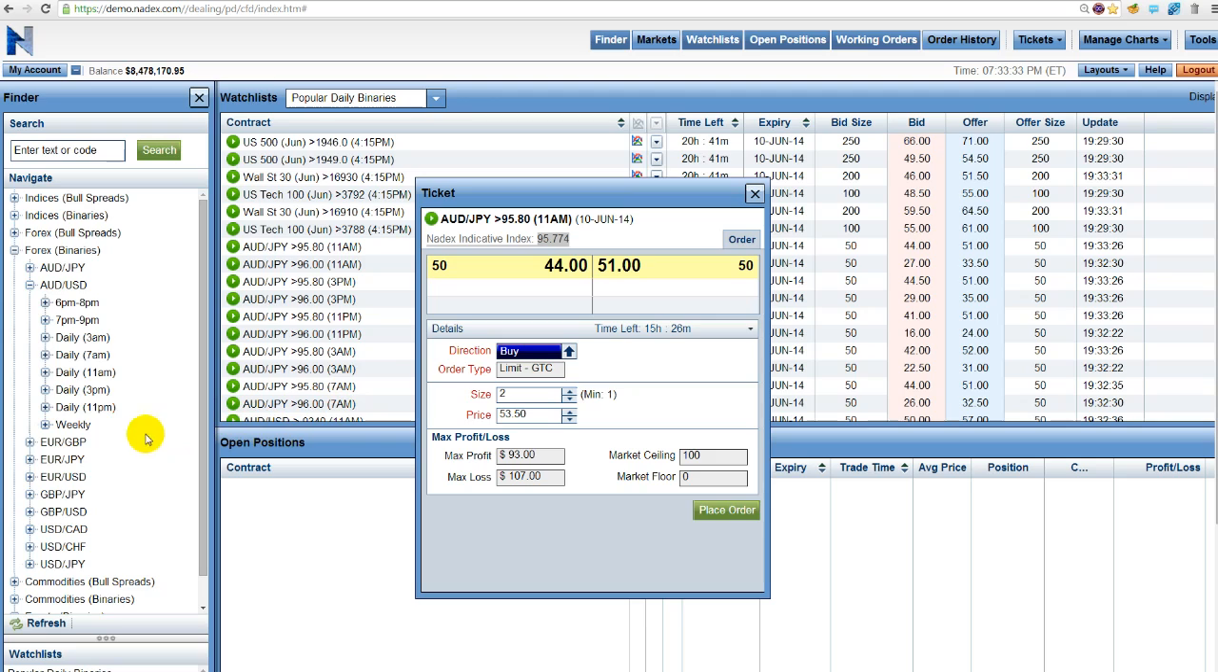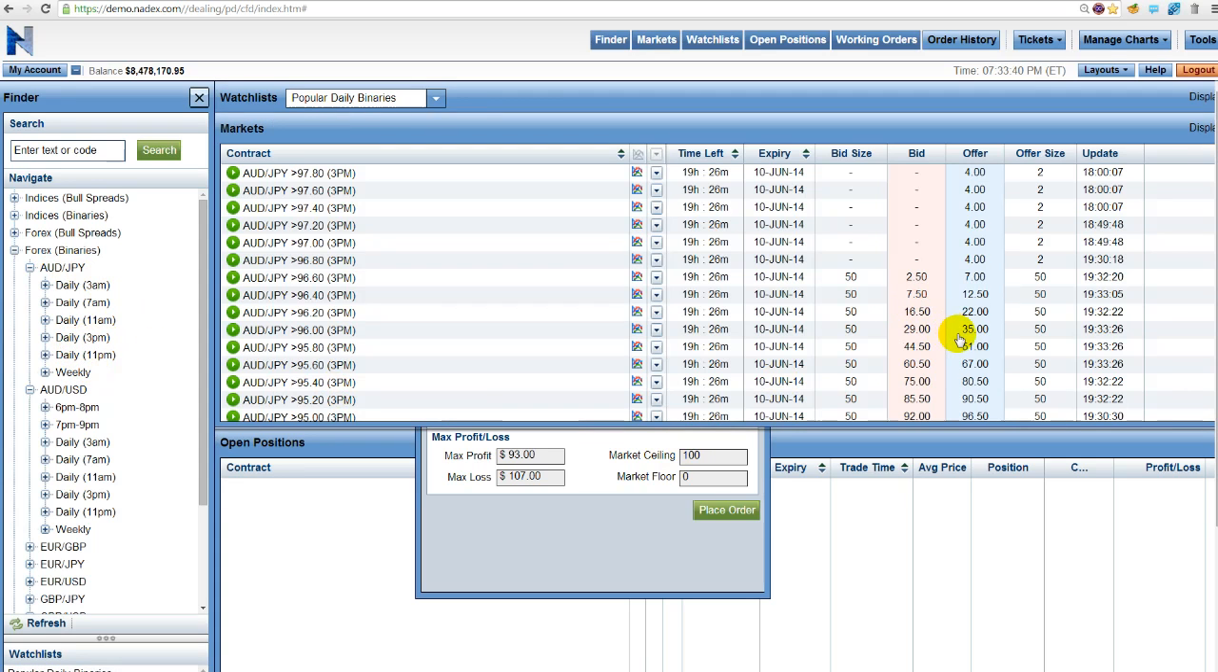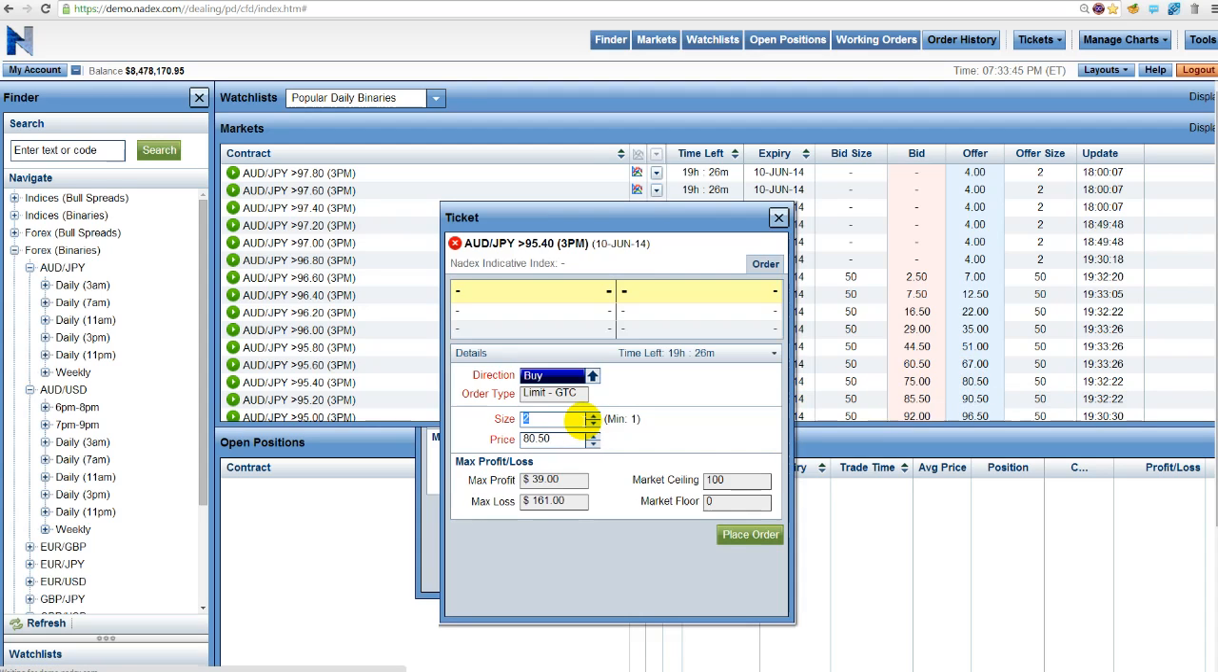Now, this gives you a massive advantage, because not only do you have the binaries that are at the money, like this example right here, but if we look at a few more contracts, say Aussie Yen, 3 o'clock, you can do in-the-money contracts, which means the market's already greater than your strike. Like 95.40, when the market's already at 95.77. If the market just stays flat, you'll be profitable as a buyer. If it goes up, you'll be profitable. If it goes down but not more than 37 ticks, you'll still be profitable on the trade.